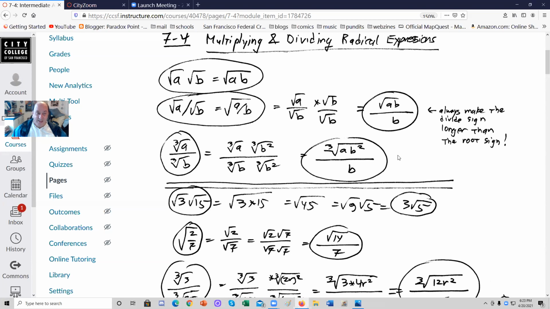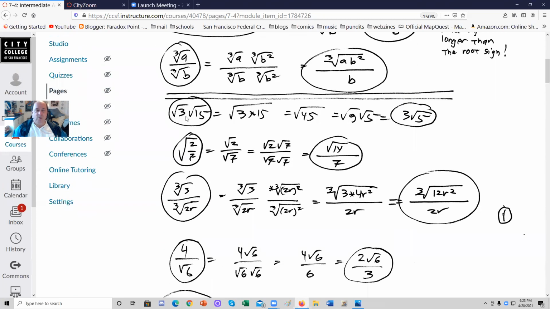I know it feels a little bit like saving time. It'll save you a microsecond to make that divide sign short, save you a millisecond. Oh no, it'll cause you minutes of trouble. Don't do it. Okay, so for example, root 3, root 15.